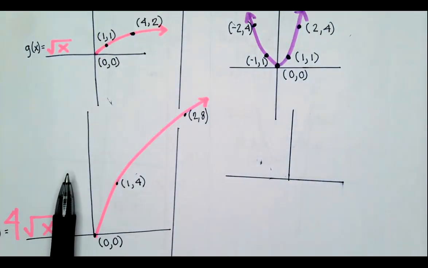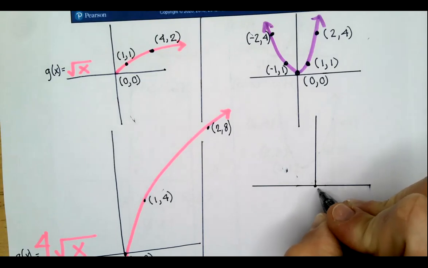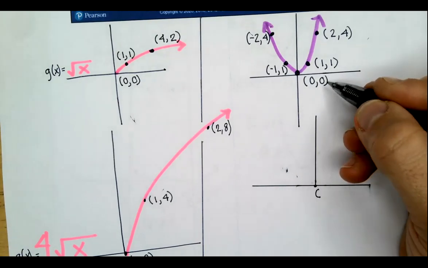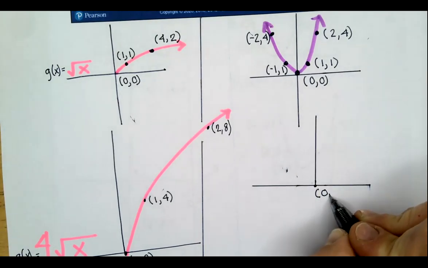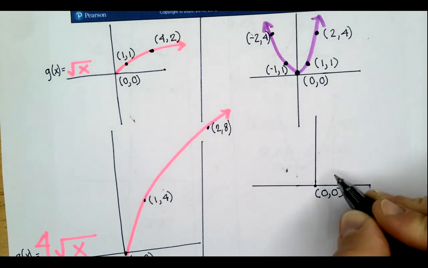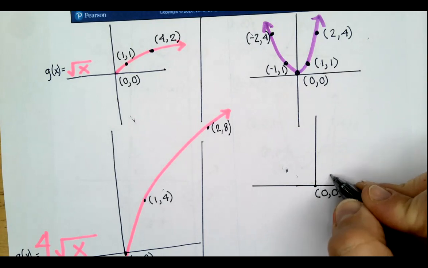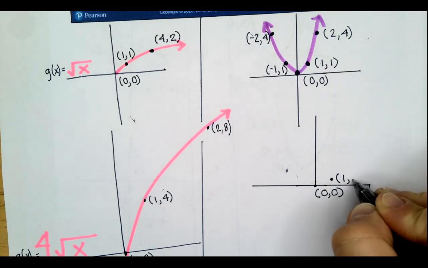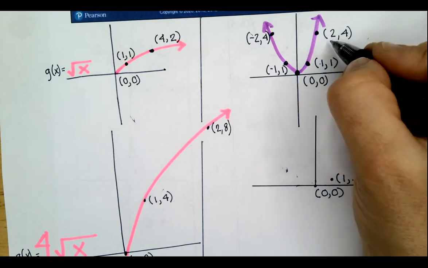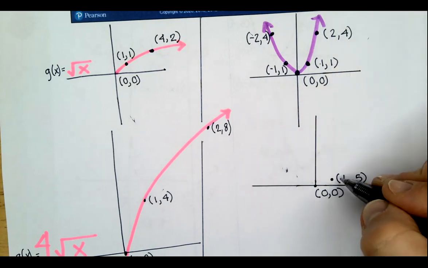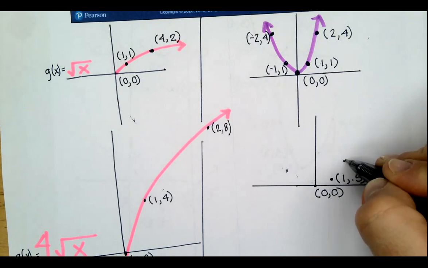Okay, so my x values stay the same. So that's still going to be 0. And then we're going to take that y value and cut it in half. So 0, and then 0 divided by 2 is still 0. 1 comma, instead of 1, it's going to be 1/2. So we cut it in half. (1, 1/2). 2, what's half of 4? 2. (2, 2).